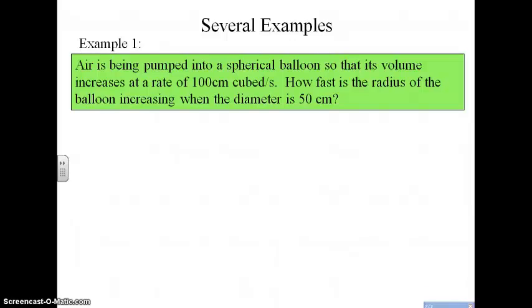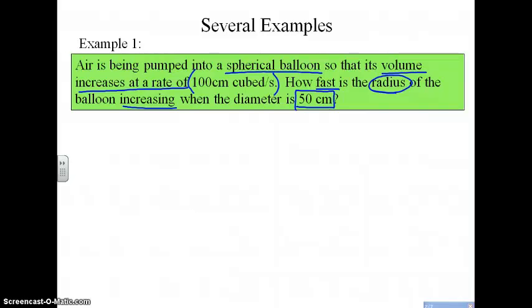So here's our first related rates problem. Air is being pumped into a spherical balloon so that its volume increases at a rate of 100 centimeters cubed per second. How fast is the radius of the balloon increasing when the diameter is 50 centimeters? It looks like a fairly simple little problem, but there's a lot of information in just these couple of sentences, all the information I need to answer this question.